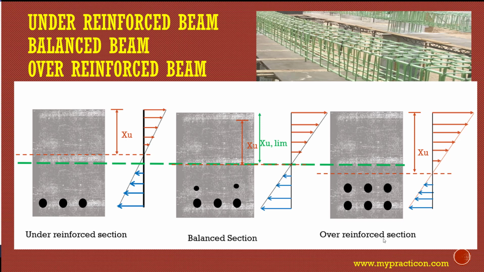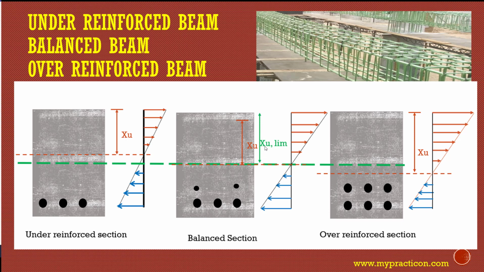Over reinforced section: sometimes, due to the depth of the section limitation, over reinforced sections are designed, but they have some disadvantages. We'll discuss that. In over reinforced sections, the neutral axis is greater than the critical neutral axis. So the neutral axis is also one of the criteria to define under reinforced, balanced and over reinforced sections.